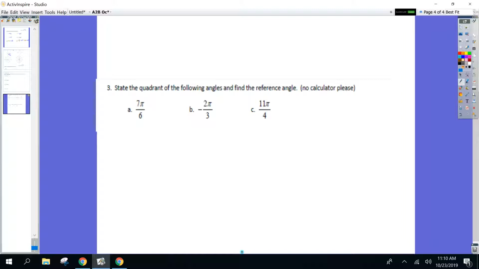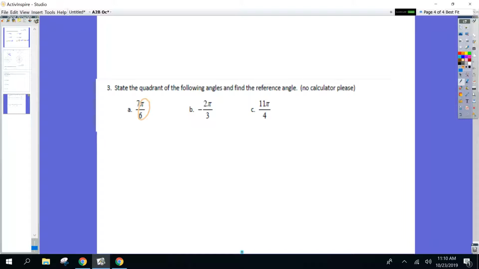7 pi over 6. Ready? Pi over 6, we just found out, was what? That's one we're going to know off the top of our heads by tomorrow. Pi over 6 is? Look back if you have to. Pi over 6 is the same as what? 30. So if that's 30, all I have to do is 30 times 7. Go ahead, 30 times 7. We're done. It's 210.